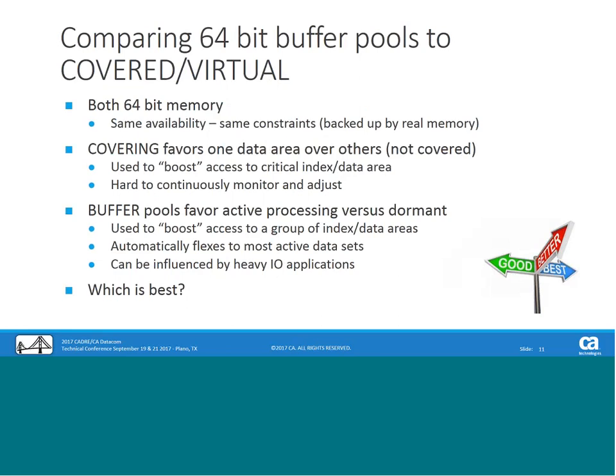One of the first things that comes to most people's minds is, if you are going to go to 64-bit buffers and now you have the ability to have all these extra buffer pools, how does that compare to covered and virtual? The real answer is it's one of those things that you're going to have to test on your application. They both use 64-bit memory. They both have the same constraints that you need to give it memory. And, oh, by the way, 64-bit memory is still going to be backed up by real memory, so you can't just throw unlimited 64-bit out there and not get some sort of paging. But they both have the same memory constraints. They're both just allocated out of that 64-bit pool.